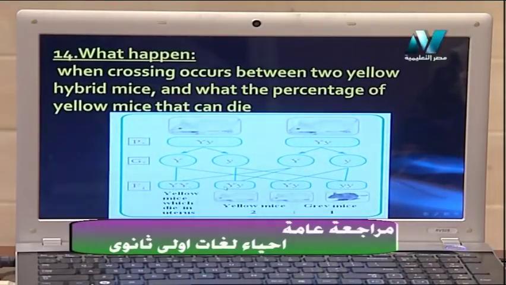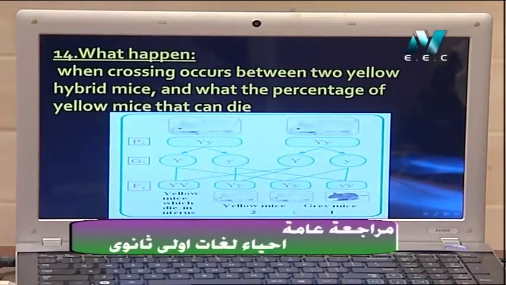Okay? The second one will be Y capital y small. Third one Y capital y small. Both of them are yellow. And the last one will be y small, will be gray mice. This is a recessive one. The ratio here will be one die, Y capital. Okay? This is a lethal gene dominant, will die. Here, two yellow. Okay? Hybrid. And this is one gray. The ratio here, two yellow, one gray.